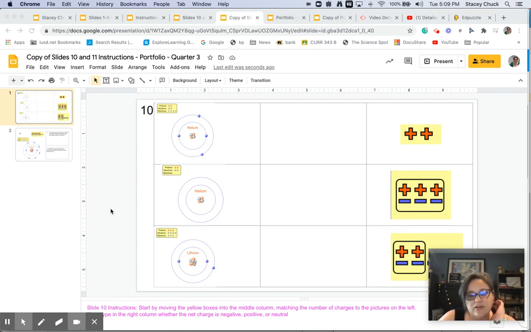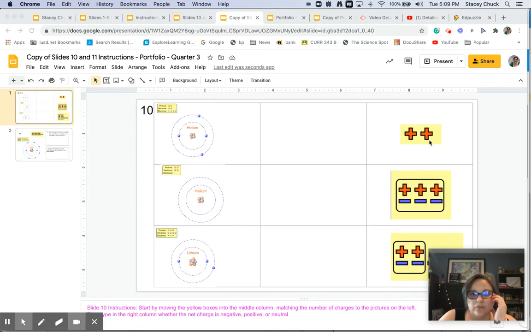All right, this is the instructions for slides 10 and 11 for your portfolio. This will finalize your portfolio so that you're able to turn it in this week. Start by moving the yellow boxes into the middle column, matching the number of charges to the pictures on the left. Type in the right column whether the net charge is positive, negative, or neutral.